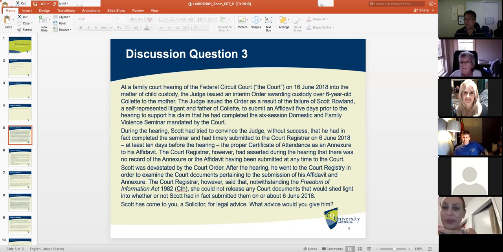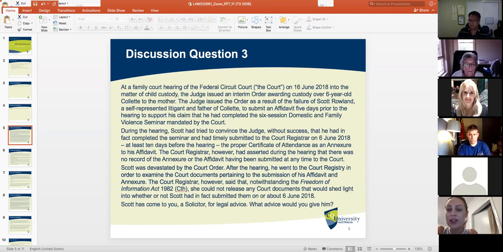At a family court hearing of the Federal Circuit Court on 16 June 2018, into the matter of child custody, the judge issued an interim order awarding custody over 6-year-old Colette to her mother. The judge issued the order as a result of the failure of Scott Rowland, a self-represented litigant and father of Colette, to submit an affidavit 5 days prior to the hearing to support his claim that he had completed the 6th session domestic and family violence seminar mandated by the court.